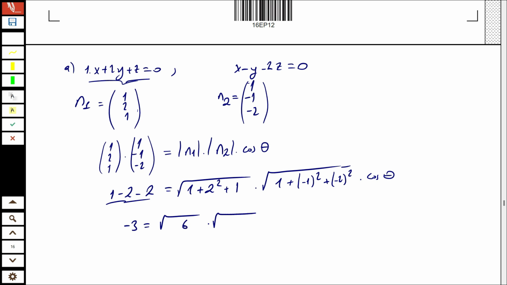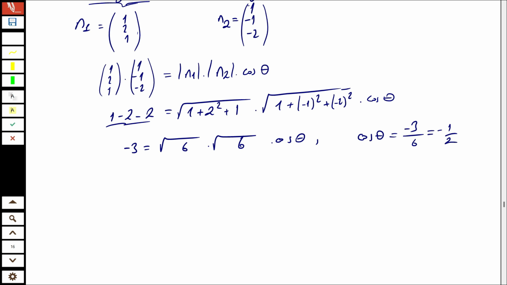You can say that cosine theta equals minus 3 over 6, which is minus 1 over 2. And you can say that theta can be 120 degrees, but we are looking for the acute angle, so the acute theta is going to be 180 minus 120, which is 60 degrees.